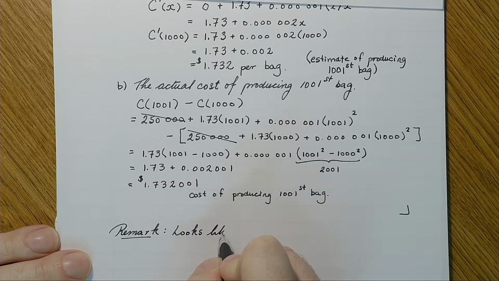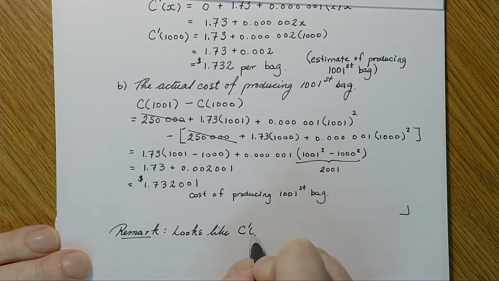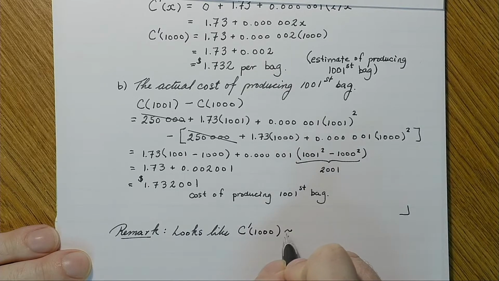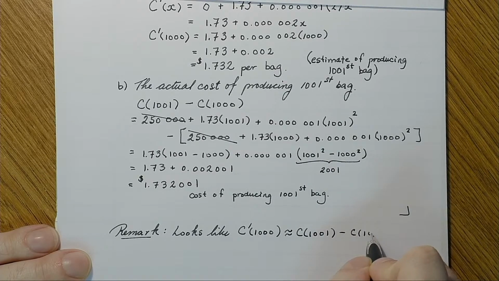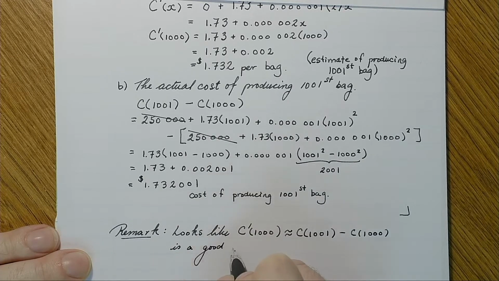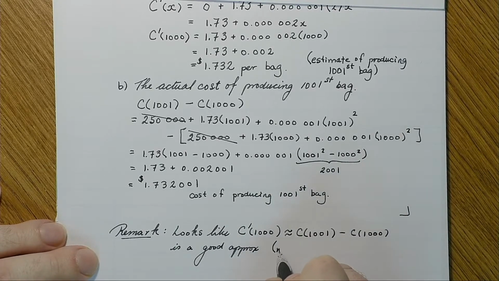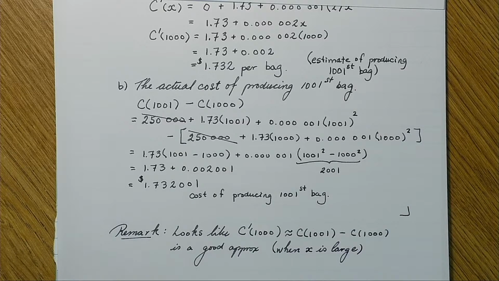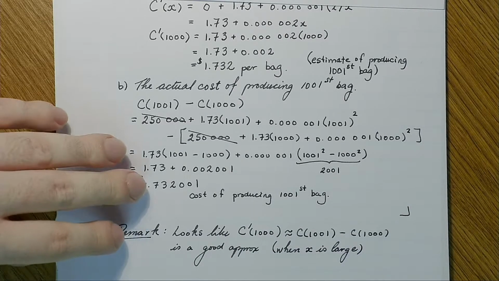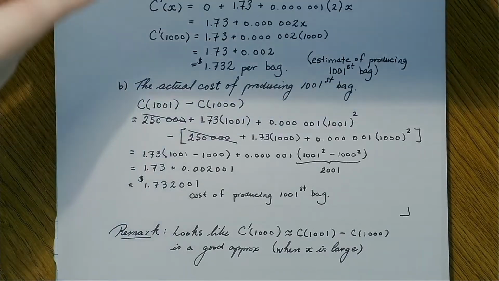Looks like it is approximately equal to, is a good approximation. Now notice for when x is large. Might not be the case when we make it a little bit smaller. Okay, let's move on to 5.